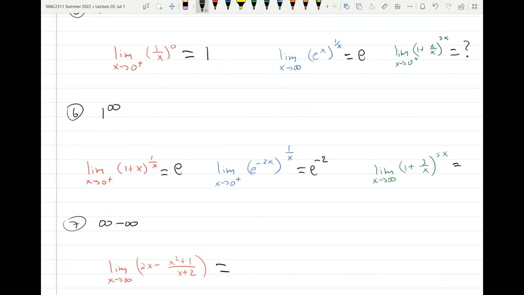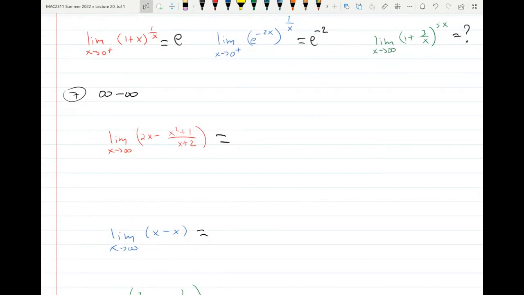Therefore, just having 1 to the infinity is not enough. You cannot deduce the final answer from there. You need to do something. Okay? That's the moral of the story. Any time that any of these forms show up, you have to do something. Here we have a green limit that is similar to the one above.